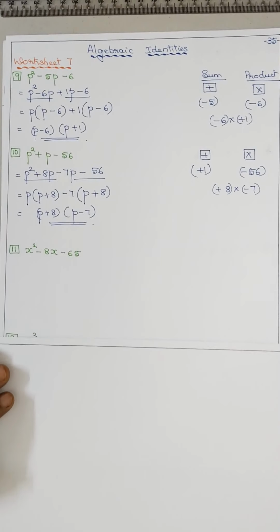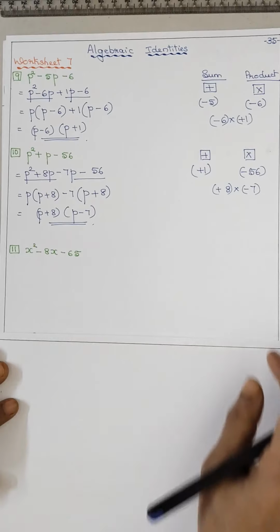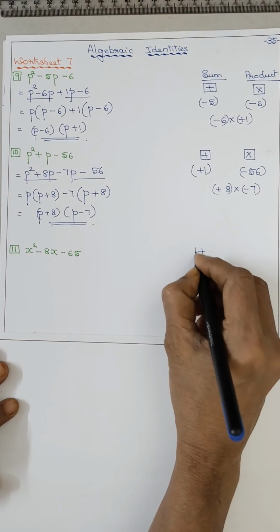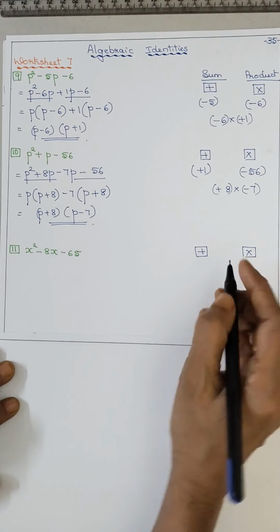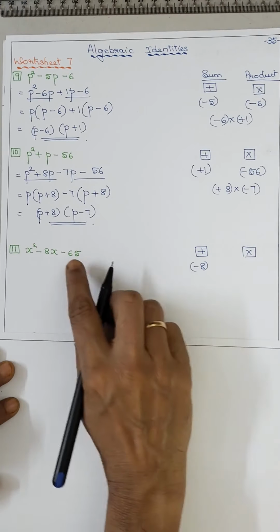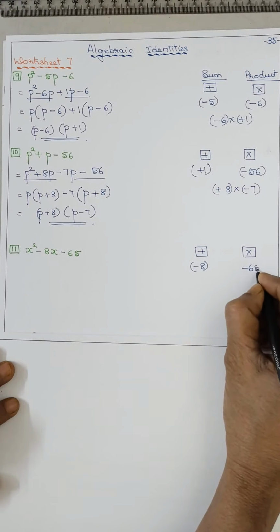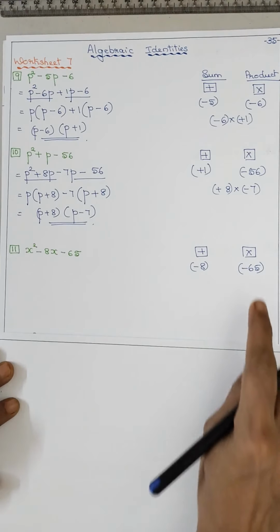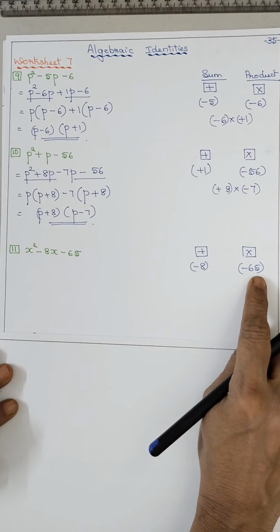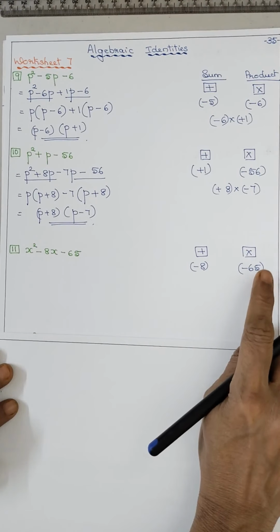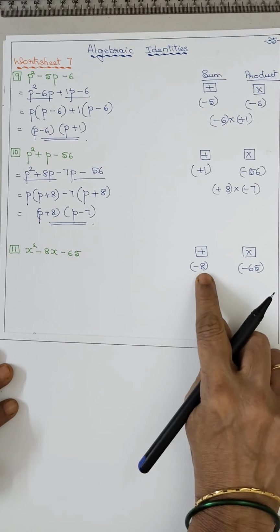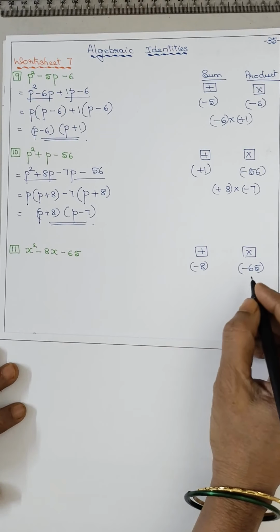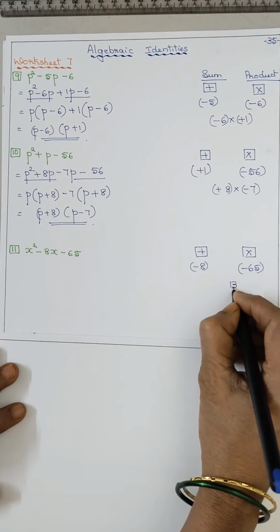Now coming to the 11th sum. Sum it is minus 8, product it is minus 65. When you multiply you have to get 65, but when you subtract, minus is there, so when you subtract it should be 13, sorry, it should be 8. That is 13 5s are 65.